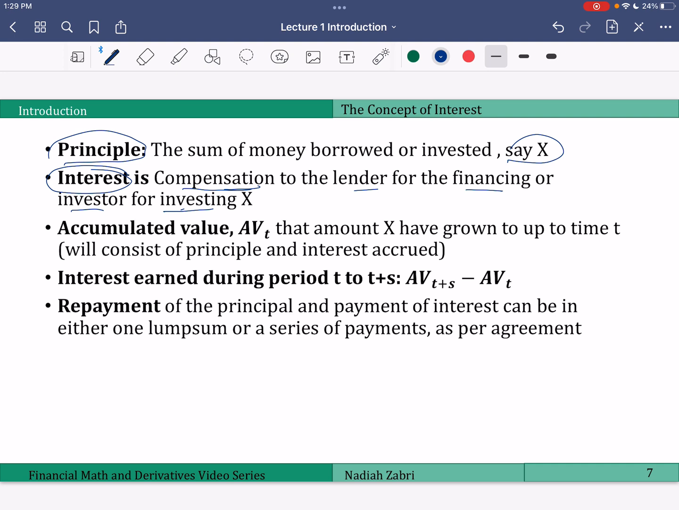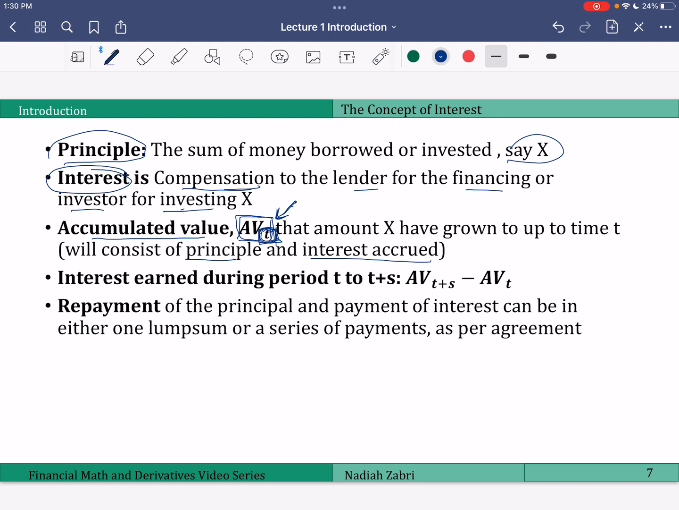Accumulated value is noted as follows: AV(T). That is the amount that X has grown to up to time T. So this is the value at time T. We don't know the starting time, but we know the ending time. This value at time T will consist of the principal and the interest accrued. When I say we don't know, actually we know, but from this notation we cannot see what the beginning time is, because this notation only indicates the ending time.